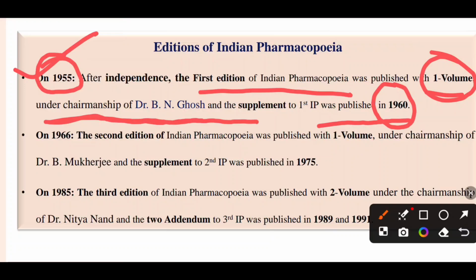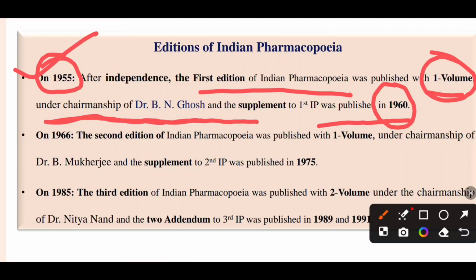So the first edition of Indian Pharmacopoeia was published with one volume, and after the first volume was published, some information about those drugs, published under the first edition, you have to collect, and again you have to find out some information regarding such type of drugs. So that's why in that time you have to publish it as a supplement.